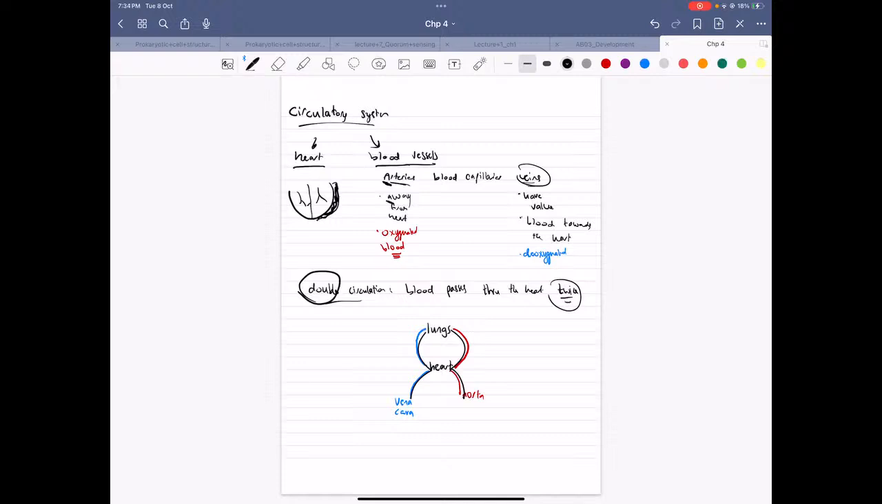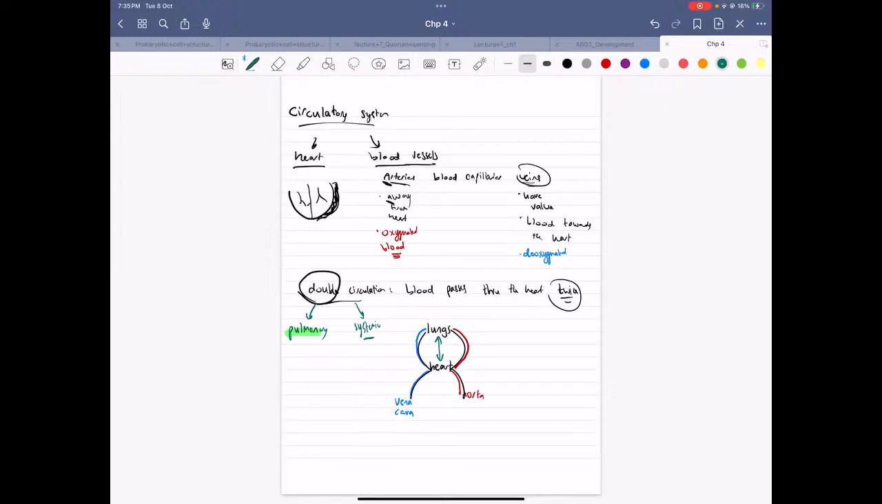Now this double circulation consists of two different circulations. We have something called pulmonary, and we have systemic. So what's the difference? Anytime we say the word pulmonary, we're talking about lungs. So the flow of blood between the heart and the lungs, we call the pulmonary circulation, while between the heart and the body, we call it systemic circulation. That is the double circulation that is found in mammals.